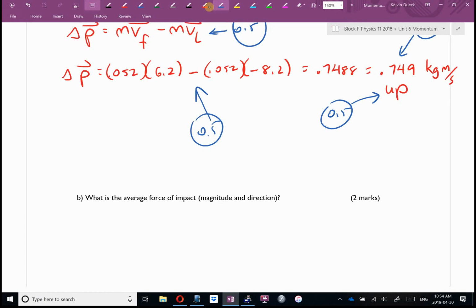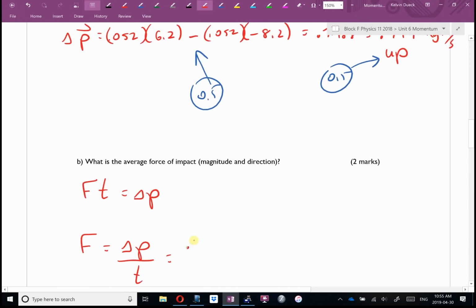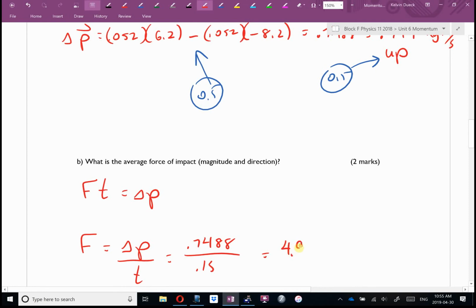So the average force of impact, well, now I'm going to use force times time equals impulse. Force equals impulse over time. Now I'm going to use 0.7488 divided by 0.15. That's going to give me the magnitude divided by 0.15, and I get 4.992. I'll go 4.99. 5.0, I would take that as well.